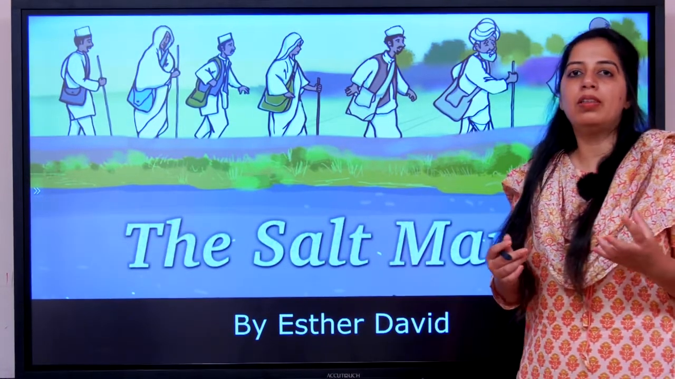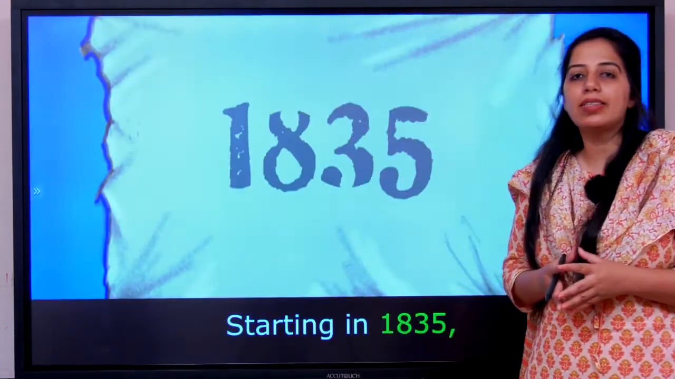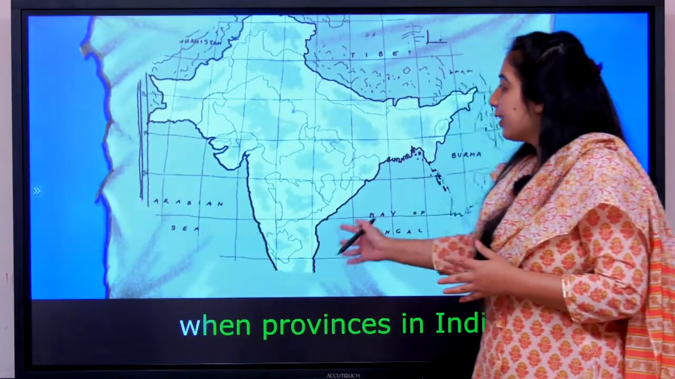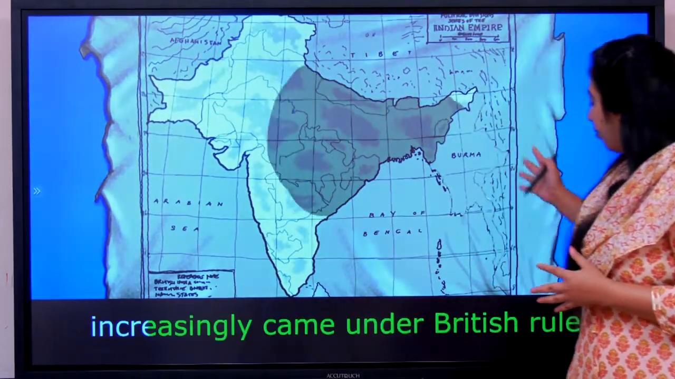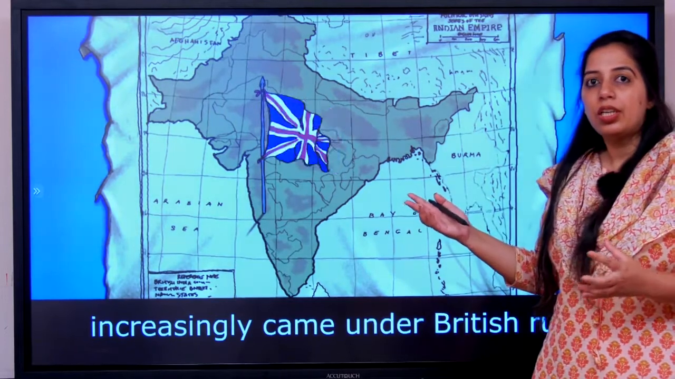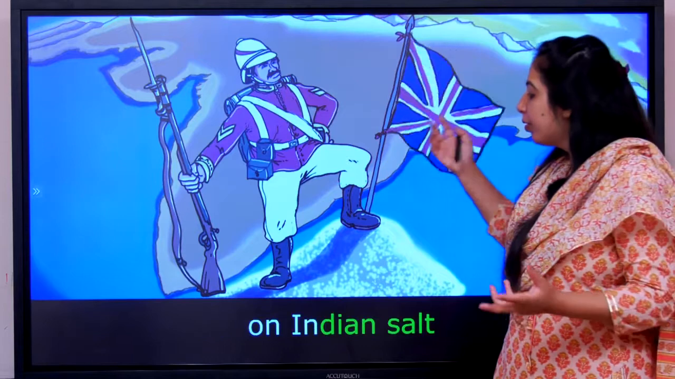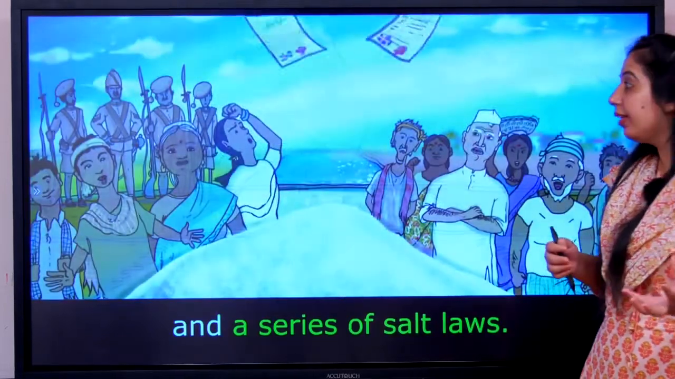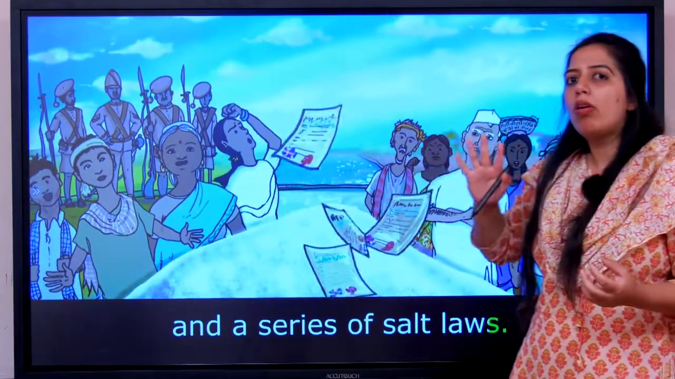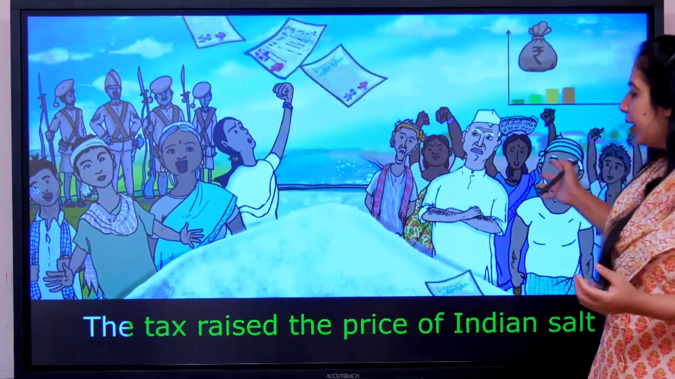Students, what exactly is the salt satyagraha? Let's look at it. Starting in 1835, when provinces came under British rule, they increasingly put salt taxes on Indian salt only. And they made a lot of salt related laws.